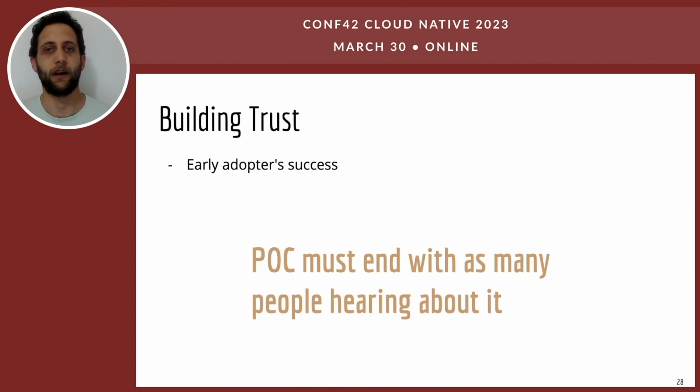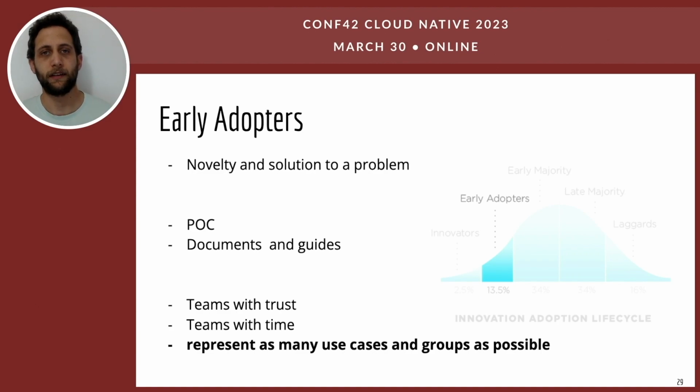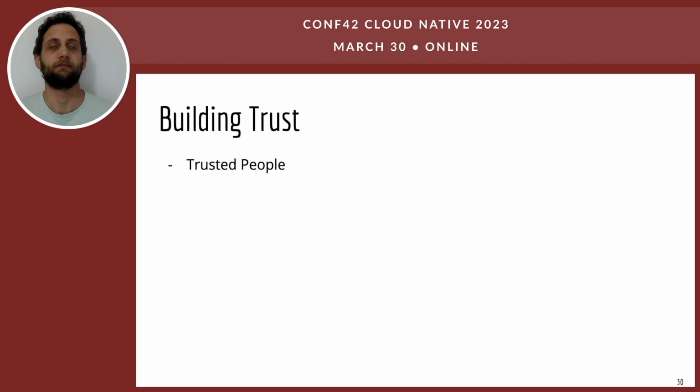Speaking about early adopters, let's go back and add another criterion. Early adopters must represent as many use cases and groups as possible. Trust is established by people close to you with a similar use case. But trust is also established by people whose opinion you value. In every group, organization, and community, there are always individuals who can reach out and influence people's decisions because people trust and value their opinion.